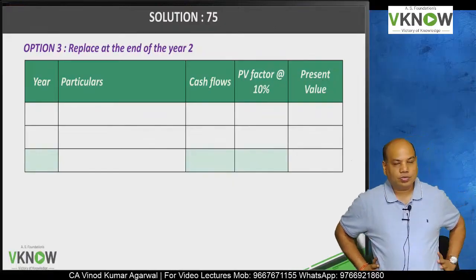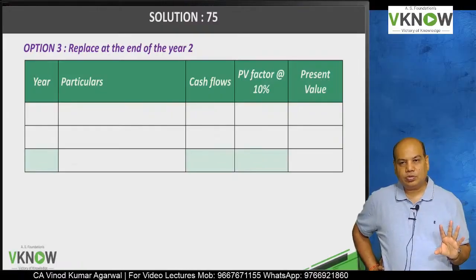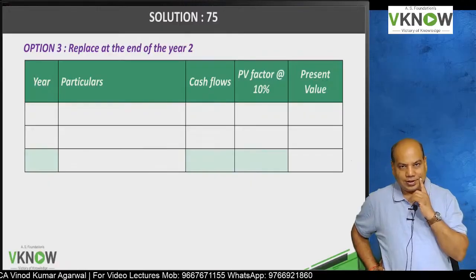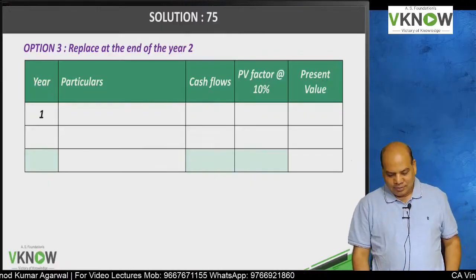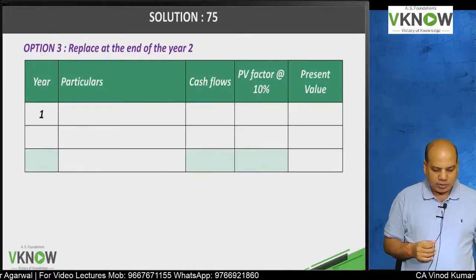Okay, we'll go to the last option, option 3, replace at the end of year 2. Replace at the end of year 2 means you will use the old machine for 2 years. So whatever cash flow the old machine will generate in 2 years, you will consider. Draw the table.